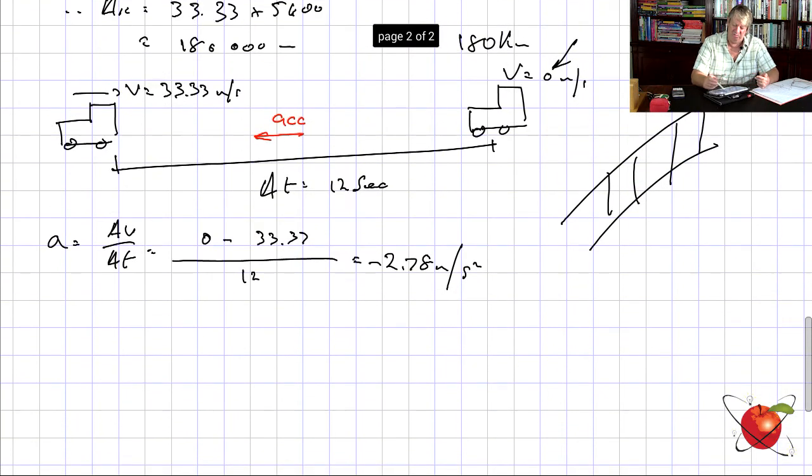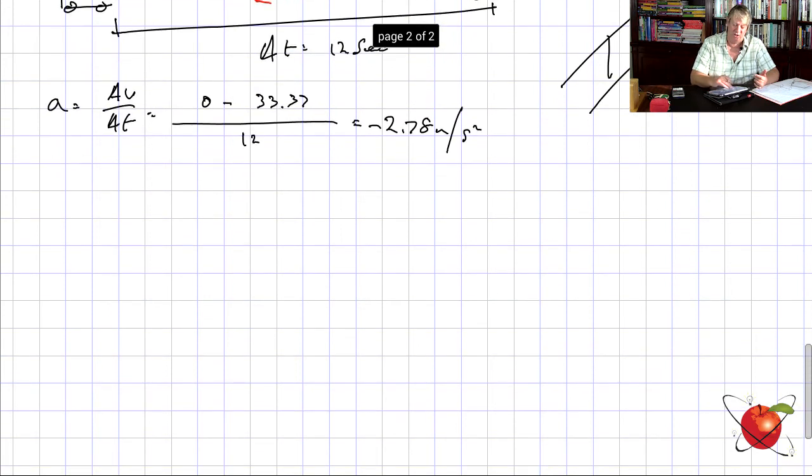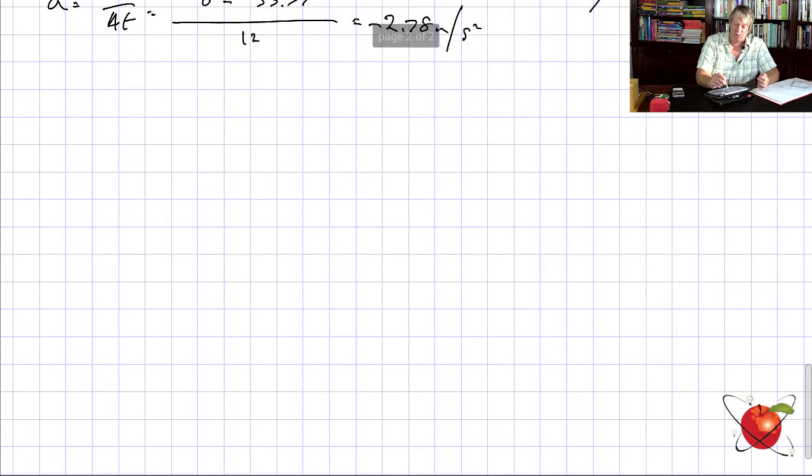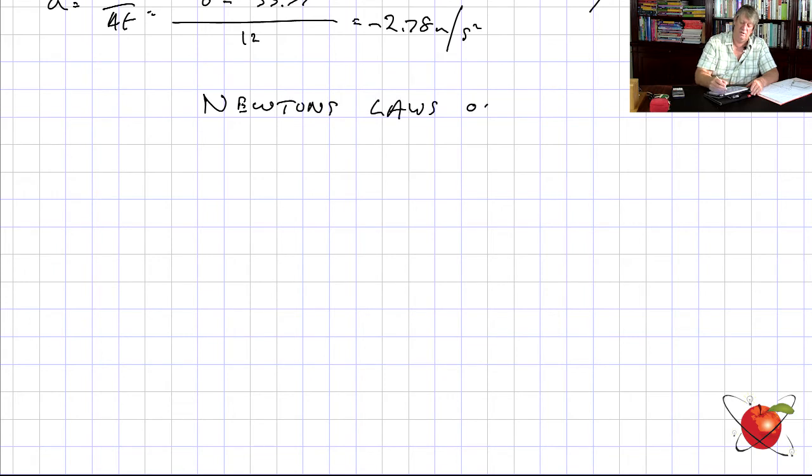Well, there we know the displacement, and we know the acceleration over there, etc. Now, how do we link all this lot together? Let's first of all look at some of the terms we're going to come across. This is going to be Newton's laws of motion.